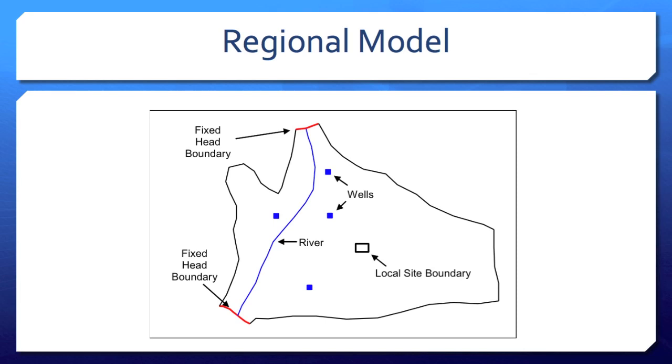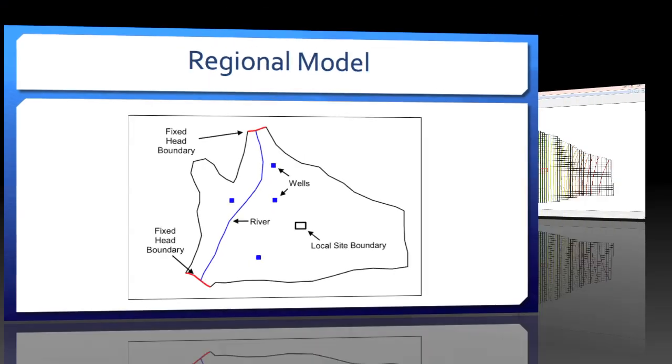The main features of the regional model are shown in this figure. Most of the boundaries are no-flow boundaries corresponding to groundwater flow divides and bedrock outcroppings. A river runs through the left side of the model. There are four major production wells in the region. The region consists of an upper unconfined aquifer and a lower confined aquifer.